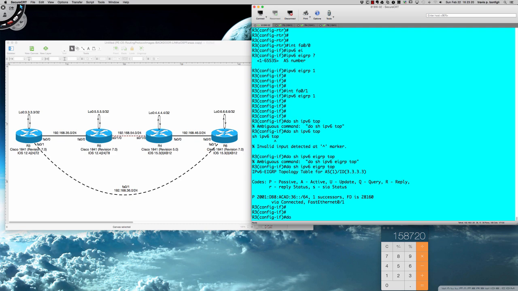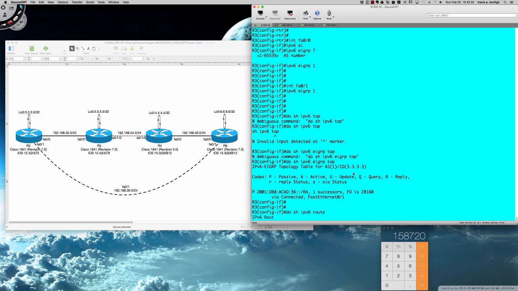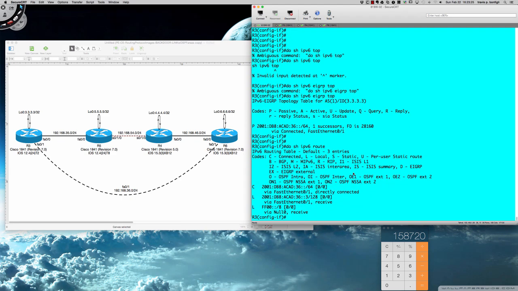What about a do show IPv6 route? Okay, so you can see we've got our directly connected route, right? For the 36 network, we've got our local entry for the 36 network, and we also have our local entry to null 0.